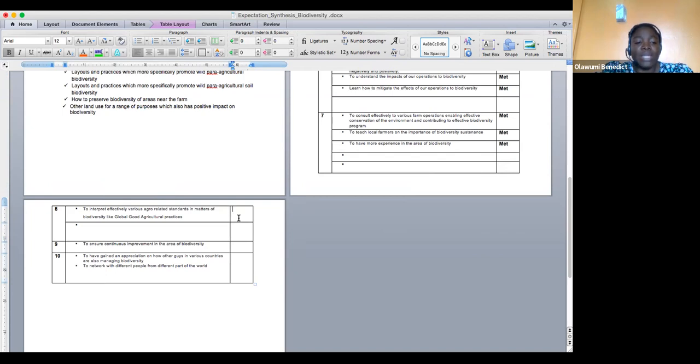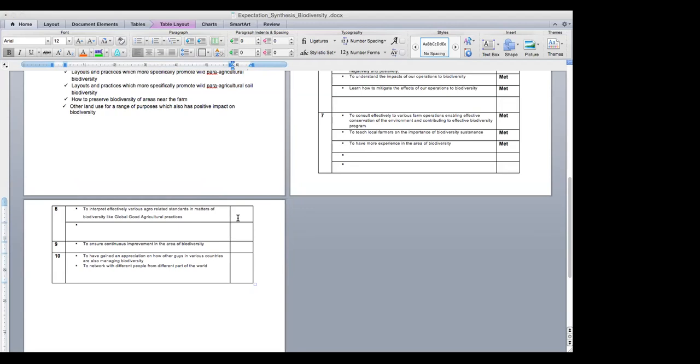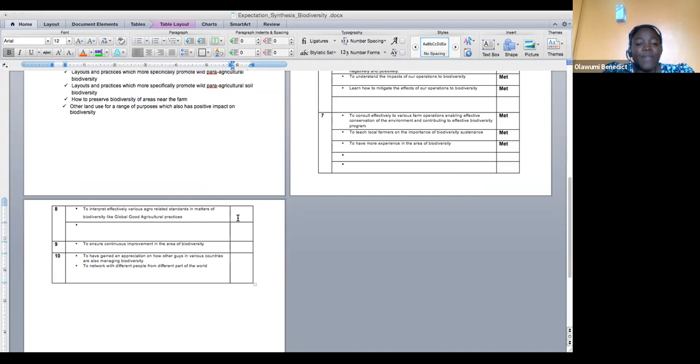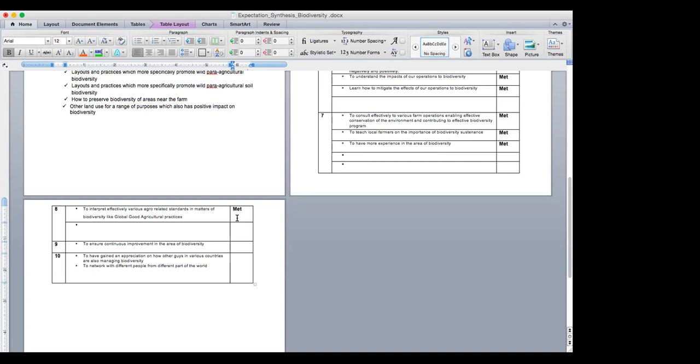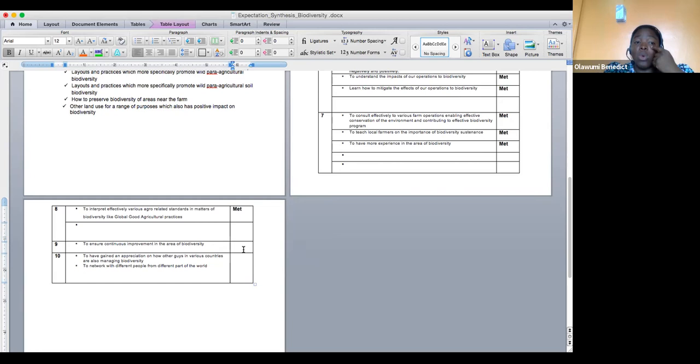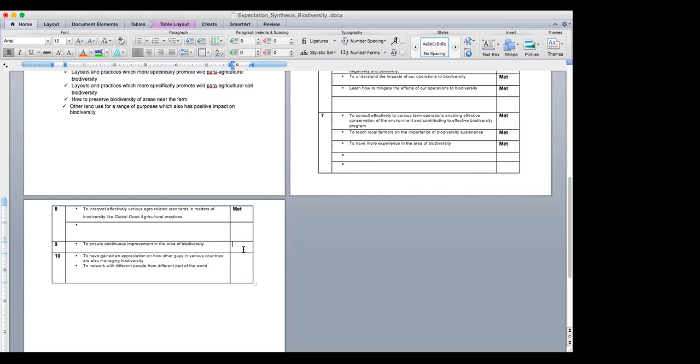Number 8, to interpret effectively various agro-related standards in matters of biodiversity, like global good agricultural practices. Was this expectation met? Please, may you repeat it again? I've got very poor network. To interpret effectively various agro-related standards in matters of biodiversity, like global good agricultural practices. Okay, it was met. To ensure continuous improvement in the area of biodiversity. Was this expectation met? It was met. Thank you.